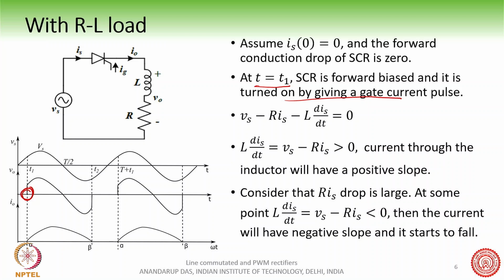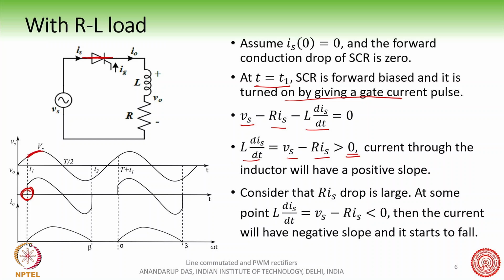So in this condition, what is the governing equation? Once the thyristor has been turned on, we assume that it is shorted here, and so Vs minus Ris minus L di dt equals 0. That is the governing equation, or I can say in another way, L di dt is Vs minus Ris, which is greater than 0 during this point, because Vs is more than Ris at this point of time. And after t equal to t1, we find that the voltage Vs is also increasing in magnitude.